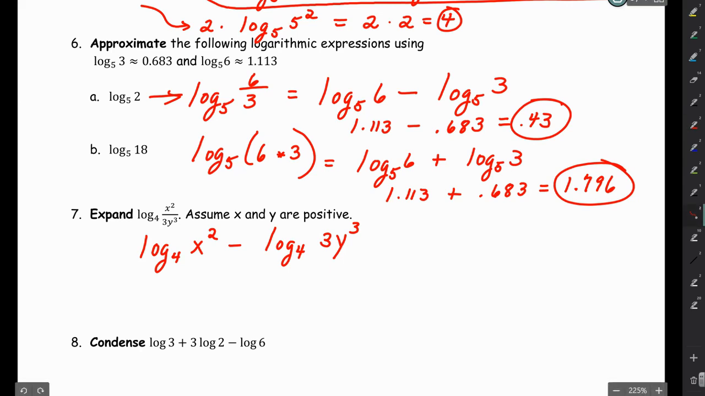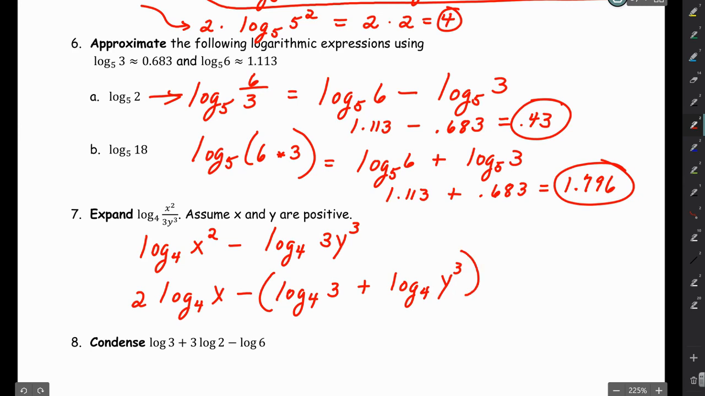Okay, now we can take that 2 and we can put it out front. So we're going to put 2 log base 4 of x minus. Now we have multiplication between these two. When we expand and we have multiplication, it's going to be addition. So we're going to have log base 4 of 3 plus log base 4 of y cubed. Okay, and we're still not quite done because this 3 can still come out front.